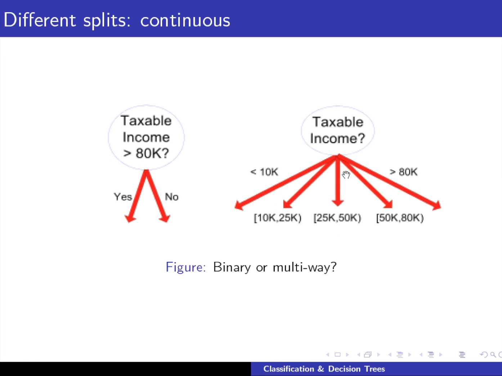So for example, you could split many different ways with a continuous variable: less than 10K, 10K to 25K, 25K to 50K, 50K to 80K, greater than 80K. It's not clear a priori how you might want to do that splitting. Right now we have the tree package and the tree function that just went ahead and did this, but as we'll see coming up, there are different parameters you can set and different ways to tune the tree and control some of the outcome of the tree algorithm.